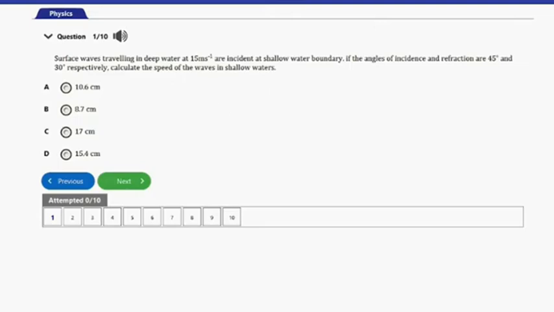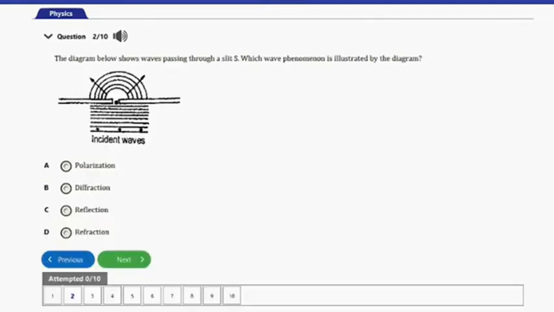So let's go ahead and consider the next question, guys. So guys, the next question we have here is question number 2. It says, the diagram below shows waves passing through a slit S. Which wave phenomenon is illustrated by the diagram? Alright, so guys, this diagram here illustrates diffraction. So option B is the answer to this question. That's diffraction.